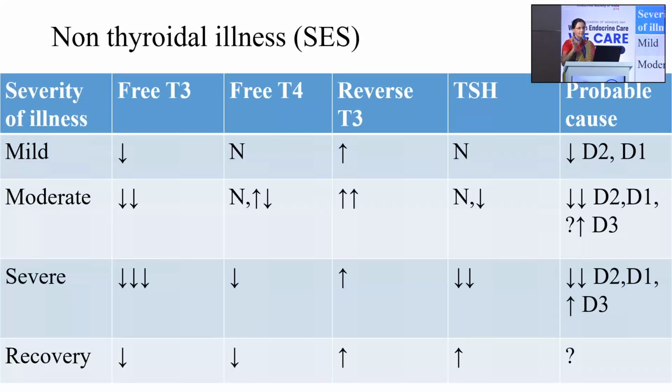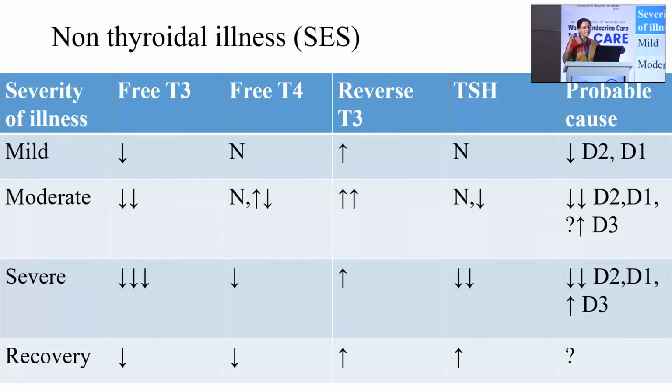So just a little theory on non-thyroidal illness: how does it have an influence? Depending on the severity of the illness, the T3, T4, reverse T3 and TSH change. In the mild form, it's basically an adaptive response. When the patient is in a stressful situation, we would like to bring down the metabolism, so peripheral conversion will be impaired first.